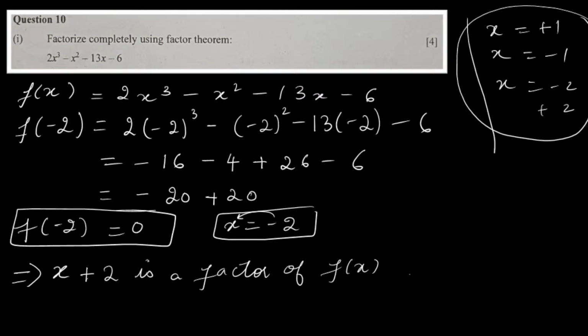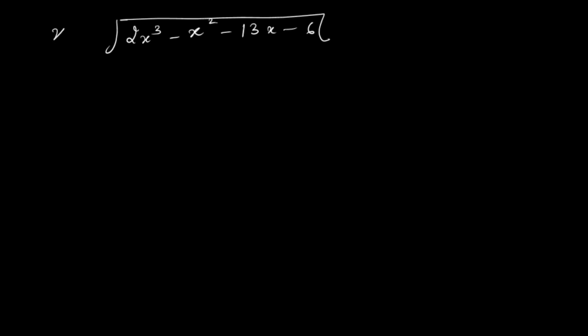Now the first factor we have found. The second factor we'll find by further division. So division of the given polynomial. The given polynomial is 2x cube minus x square minus 13x minus 6. This we have to divide by x plus 2. For division, first of all, write the first term the same, so 2x cube as it is.